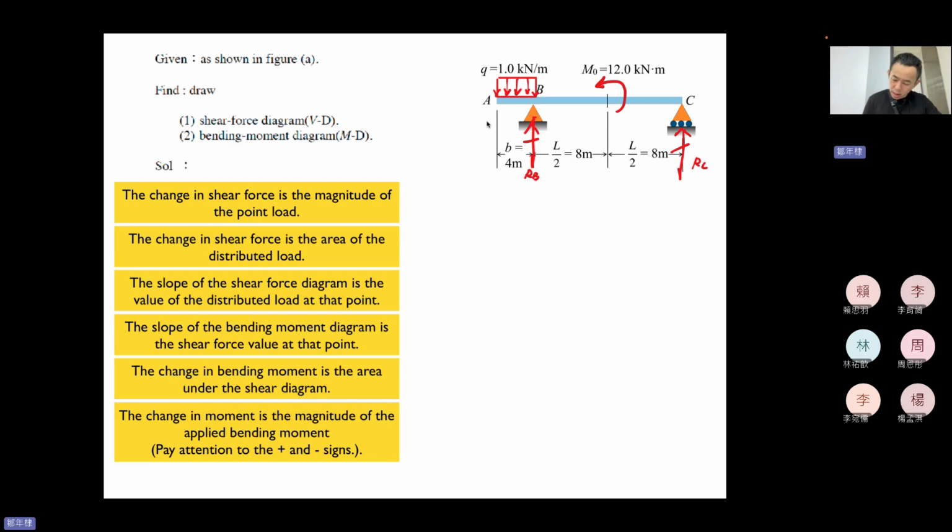So let's take a look. Let's make the sigma MC equal to 0. When we do the force balancing, we will treat the distributed load as an effective load, 等效力. Okay, so this is QB, 4 meter. So let's continue.